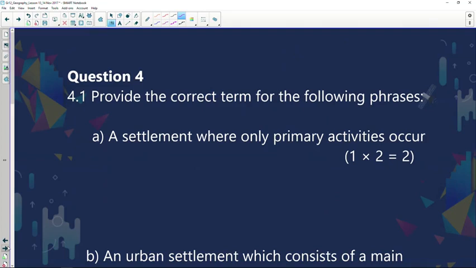Let's quickly have a look at our next questions. Now, the next question is just to provide the correct term for the following phrases. A settlement where only primary activity takes place. Now, what happens in primary activities is usually rural settlements. What do we say? It's unifunctional. It's only one activity taking place. If we look at urban areas, it's usually secondary and tertiary activities. It's multifunctional.